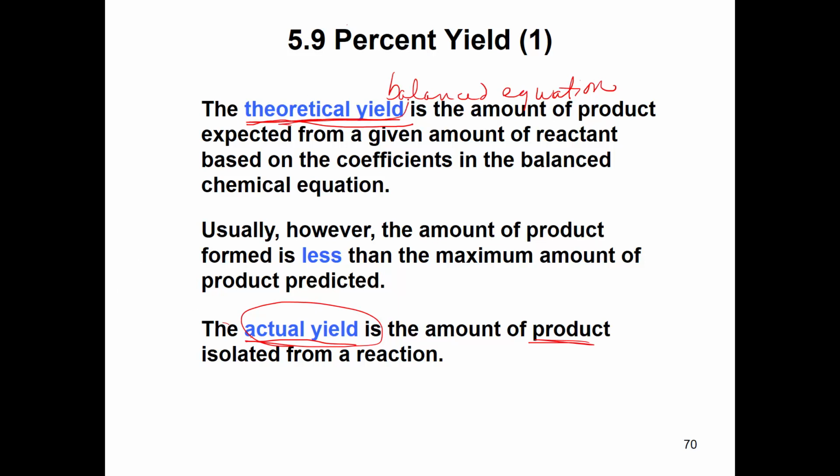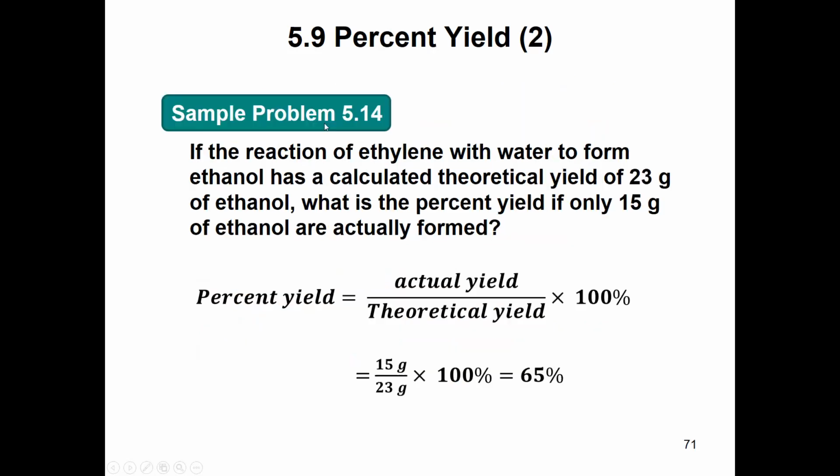The theoretical yield is what you can calculate if you started with a certain number of grams, what you should have produced based on the balanced chemical equation. So here's our example. If the reaction of ethylene with water to form ethanol has a calculated theoretical yield of 23 grams, so our theoretical is 23 grams. What is the percent yield if only 15 grams were actually formed? So I actually found 15 grams. And so what is the percent yield?